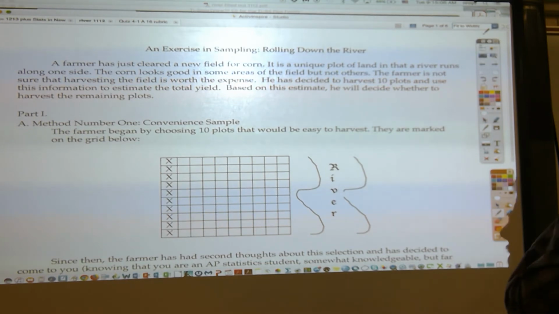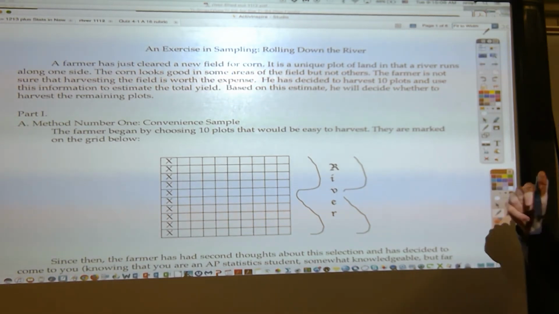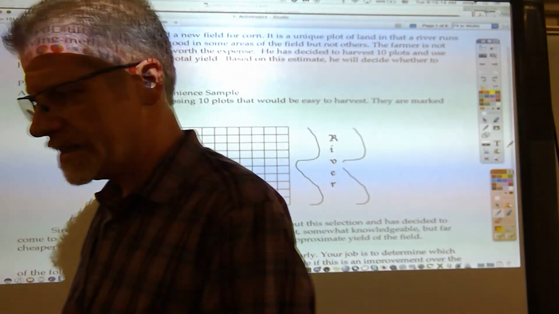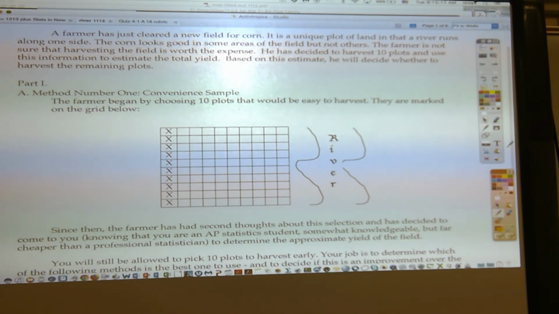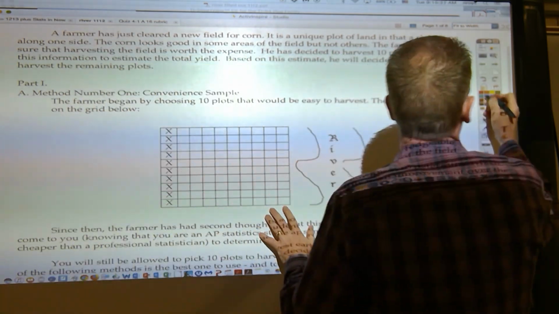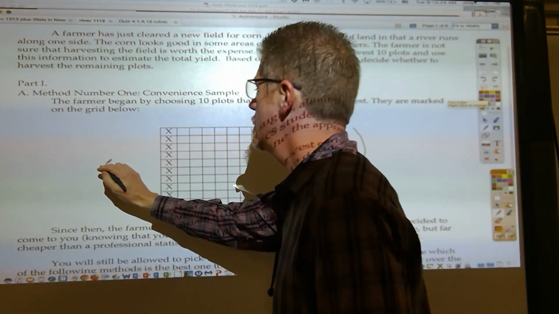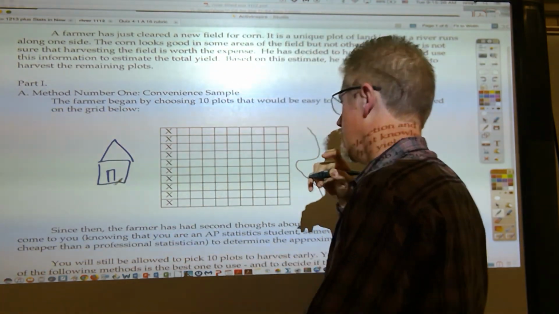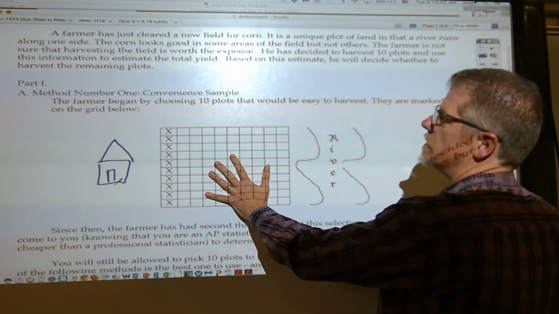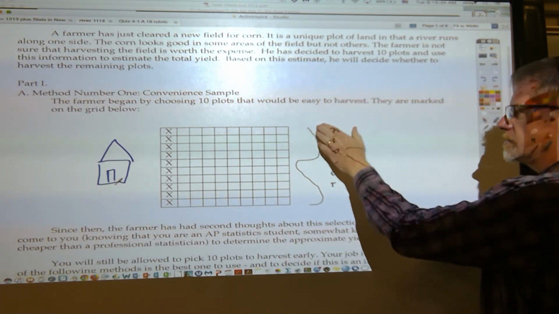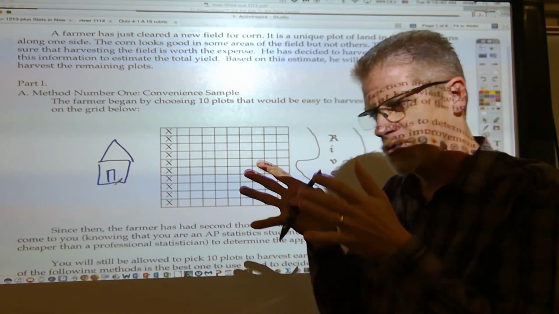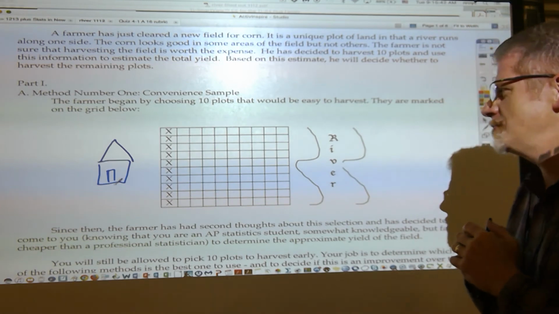All right, thank you, Andrew. A lot like what you have on your homework that's due tomorrow, you're going to have to select a sampling method. Let's look at some different sampling methods. Would you do me a favor, just draw the farmer's house right over here. Suppose the farmer lives here, and then there's the field, and the corn is there, and then there's a river that runs beside it. That's what Andrew told us.